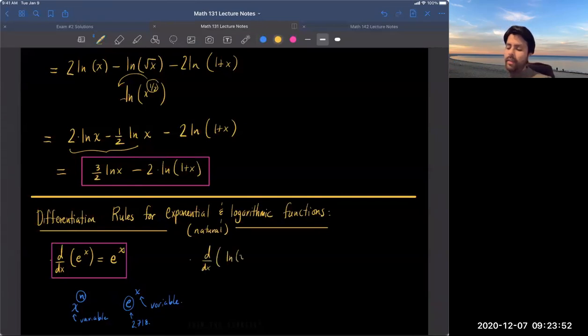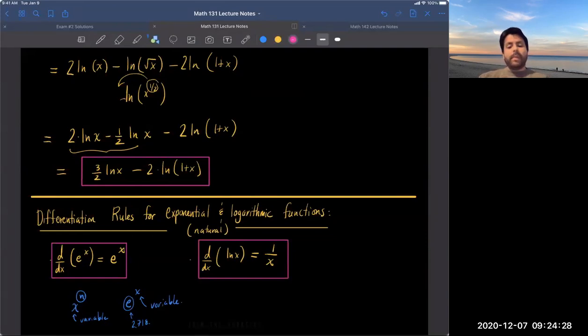Now the next one is, what's the derivative of ln of x? So the derivative of the logarithmic function ln of x, which has base e, is actually 1 over x. So the derivative of ln of x is 1 over x. The derivative of e to the x is e to the x.